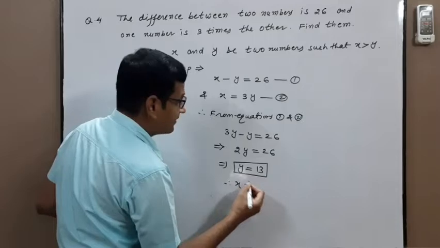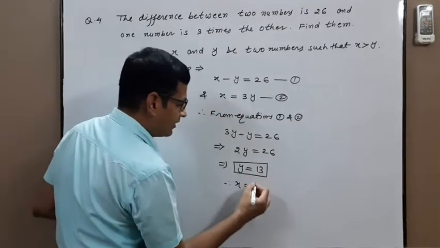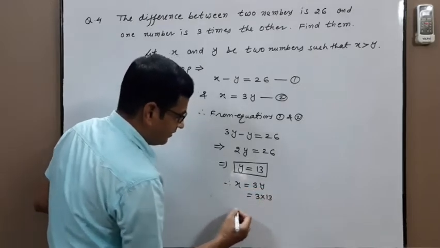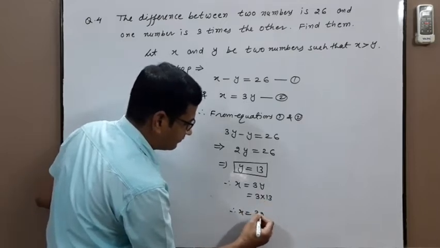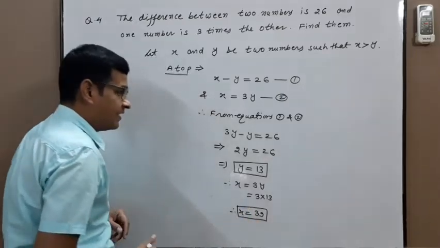Therefore the other number x. The other number is 3 times the smaller number. So x equal to 3y is equal to 3 into 13. So therefore x is equal to 39. So the numbers are 39 and 13.